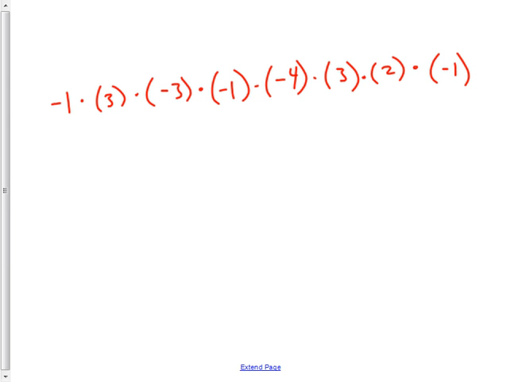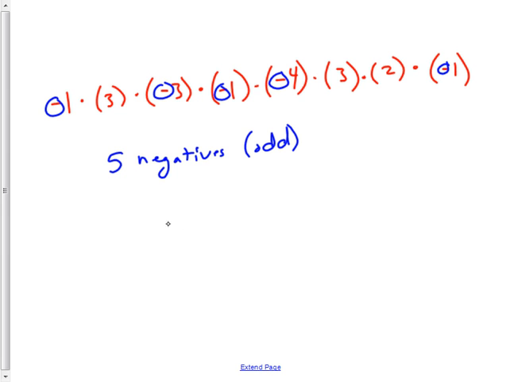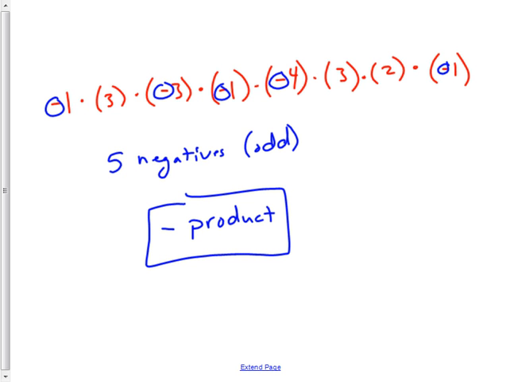Now, I'm not even asking what the answer is. I'm just saying, is the answer going to be positive or negative? Okay, well, all you got to do is count. We go 1, 2, 3, 4, 5. So there are 5 negatives. 5 is an odd number. So therefore, we would have a negative product. I'm not even talking about the answer. I'm just saying, we can very easily just figure out whether the answer will be positive or negative.